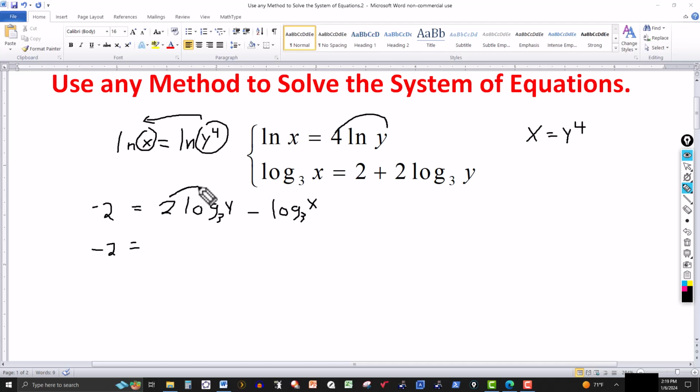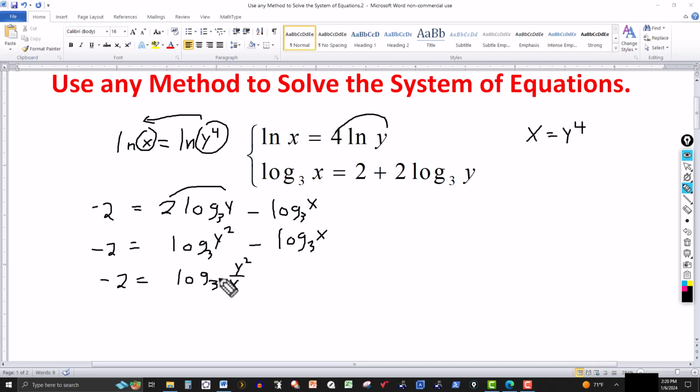Again, same property, this coefficient can become an exponent here, so this becomes the log of y squared to base 3. And then it's minus the log to base 3 of x. So this is then minus 2 will equal to, anytime we have a difference of logs with the same base, as long as the coefficients are 1, it can be written as the log of this component over this one, or y squared over x.